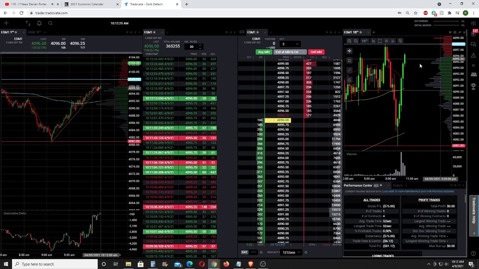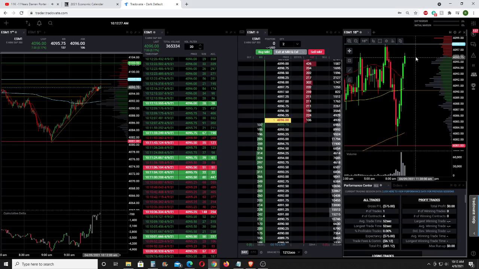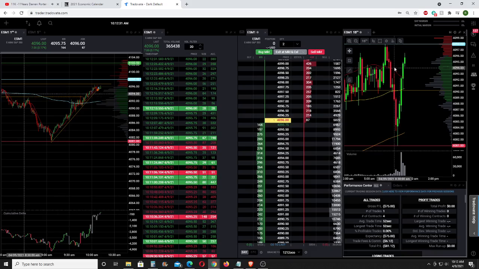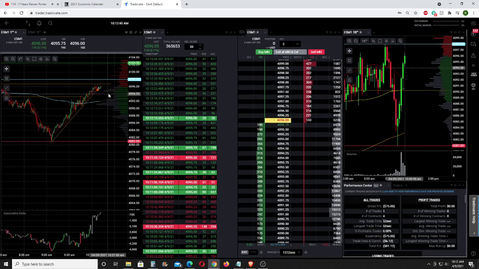On top of that, I'm trying to fade a strong bull move. That's generally never good to stay long in. You wanna make sure that the trade is working in your favor as soon as you decide to enter, and it didn't, so I had to exit out of there.